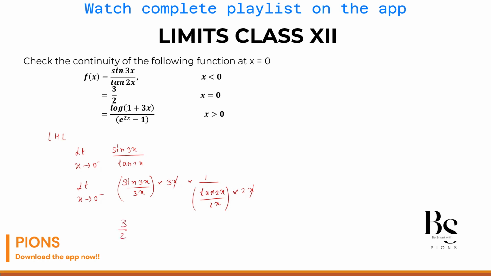Is it equal to the central limit? Yes. So can we say directly that it is continuous? No. First we have to check the right hand limit also. So let's see the right hand limit. So RHL will be limit x tending to 0 positive.